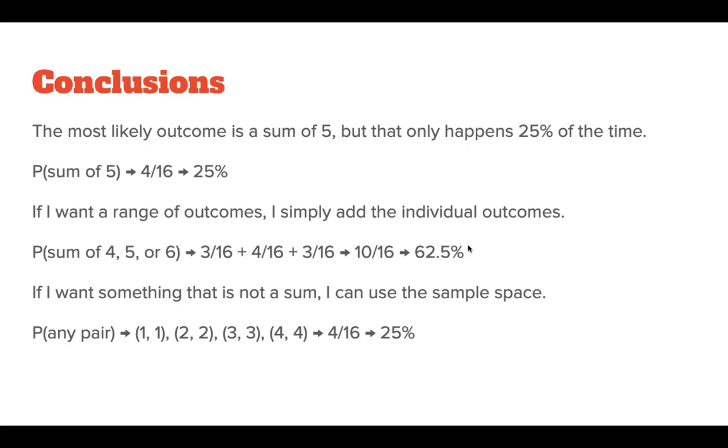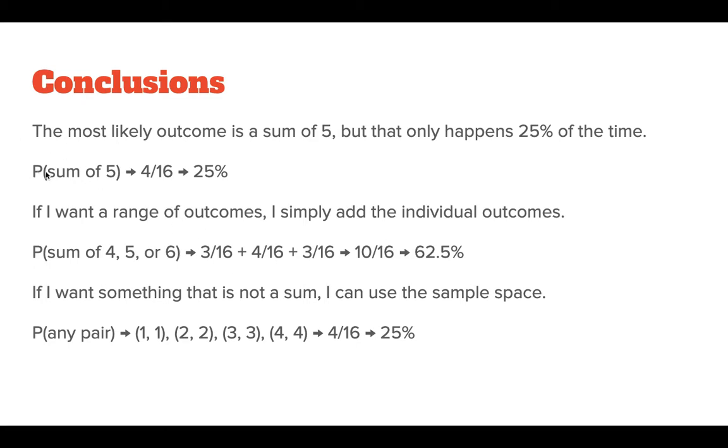Now, if I try to make a conclusion out of it, I'm just going to ask some questions. We're going to talk about how we use the sample space to work backwards. The most likely outcome is a sum of 5, but even that most likely outcome only happens 25% of the time. Notice how I wrote the math.